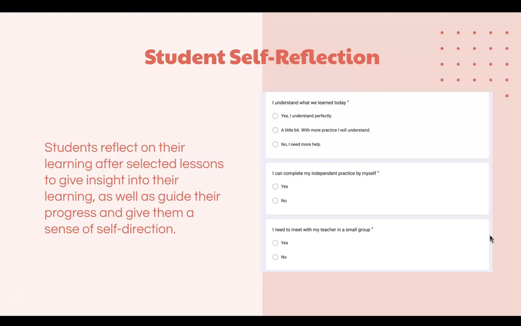In my classroom, students reflect on their learning after selected lessons to give insight into their learning, as well as guide their progress and give them a sense of self-direction. Here's an example of one of our student self-reflections that I use in the classroom.